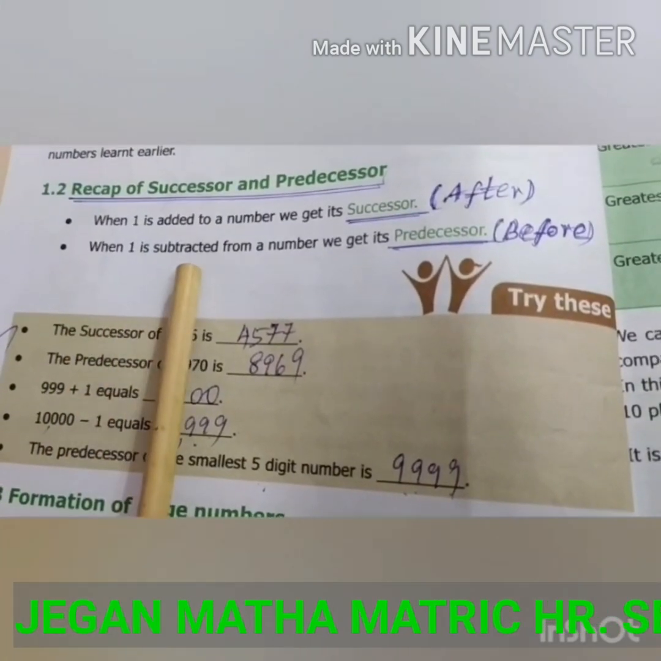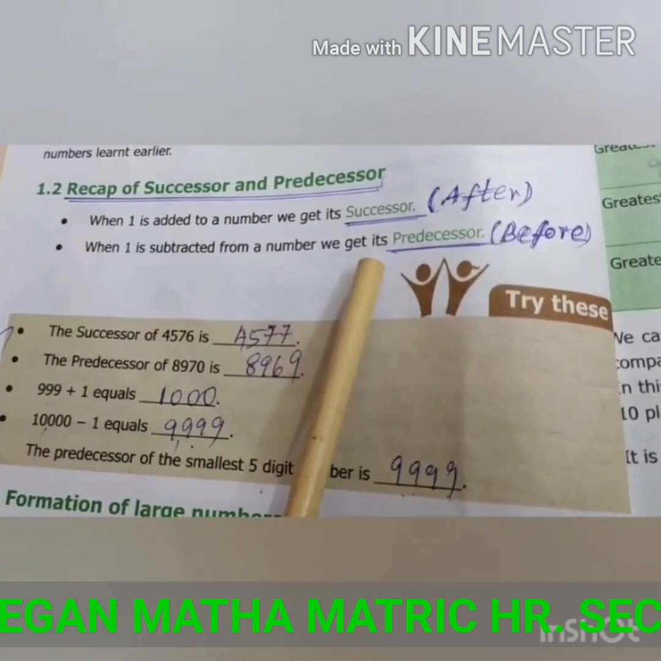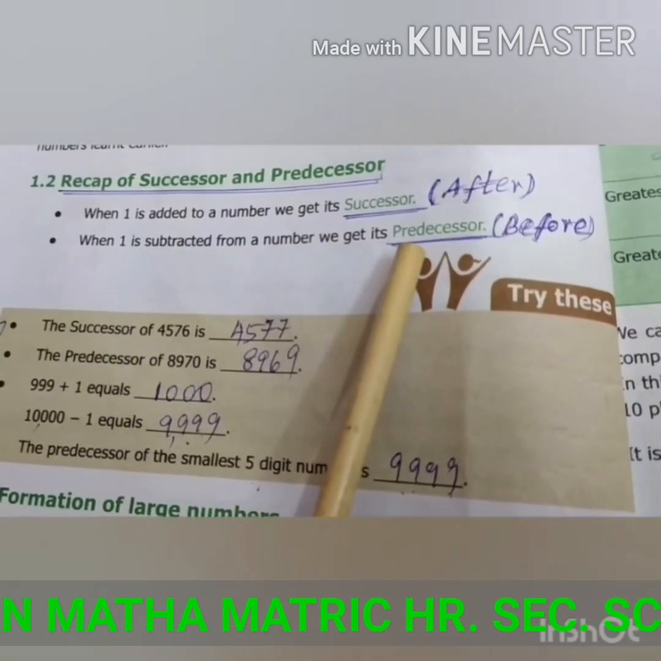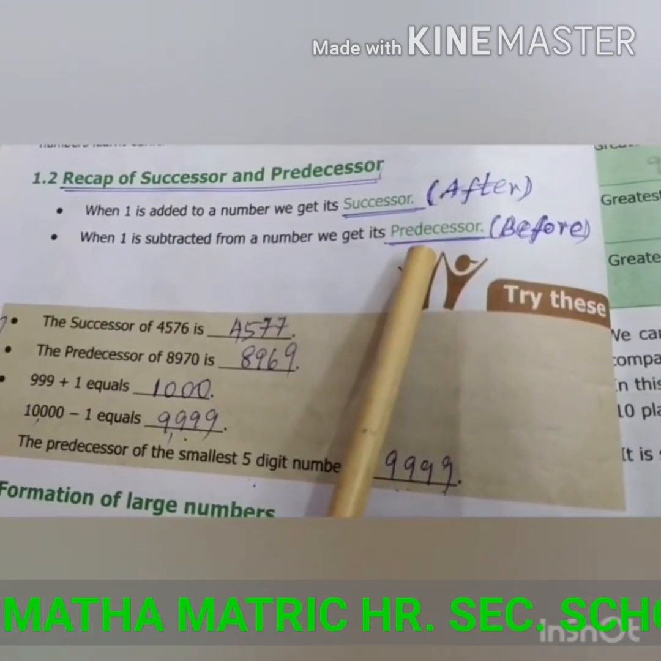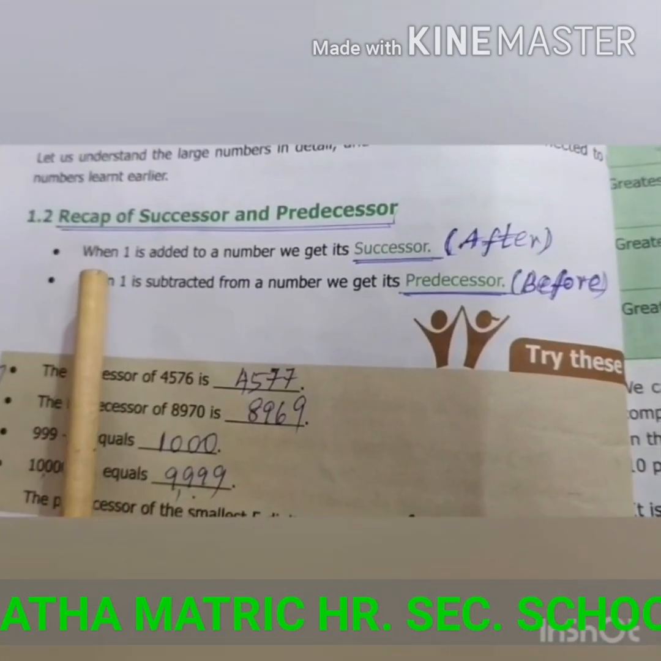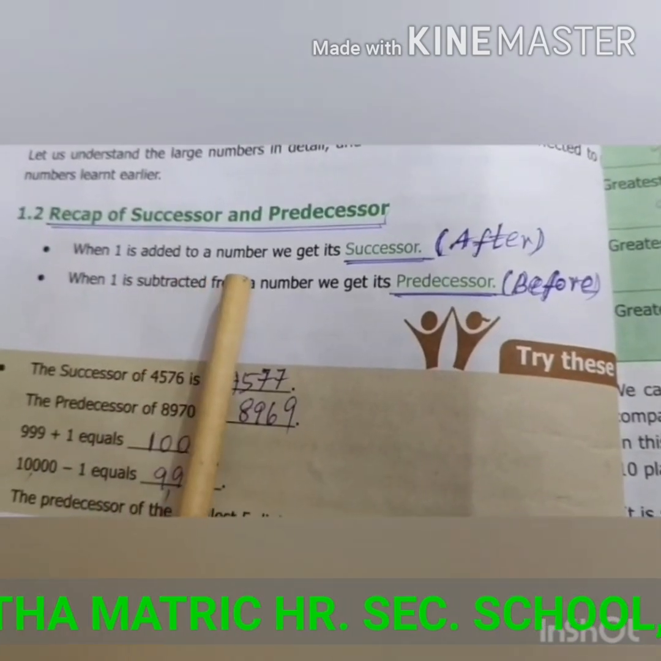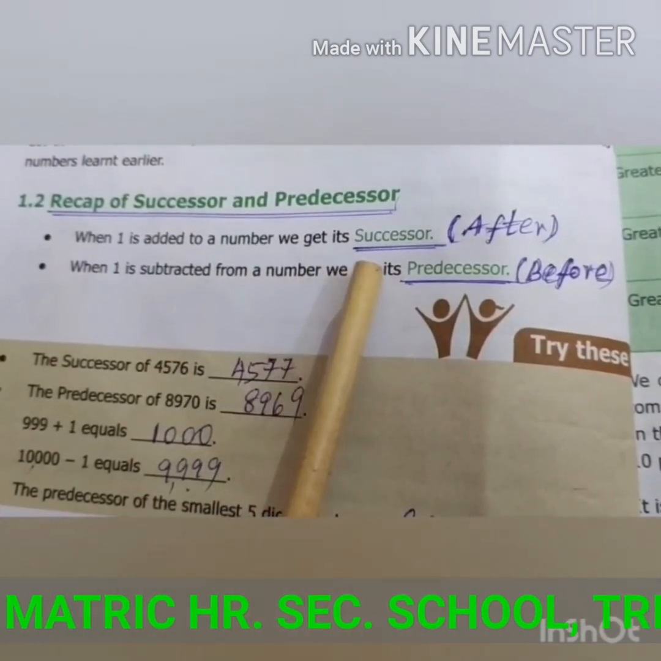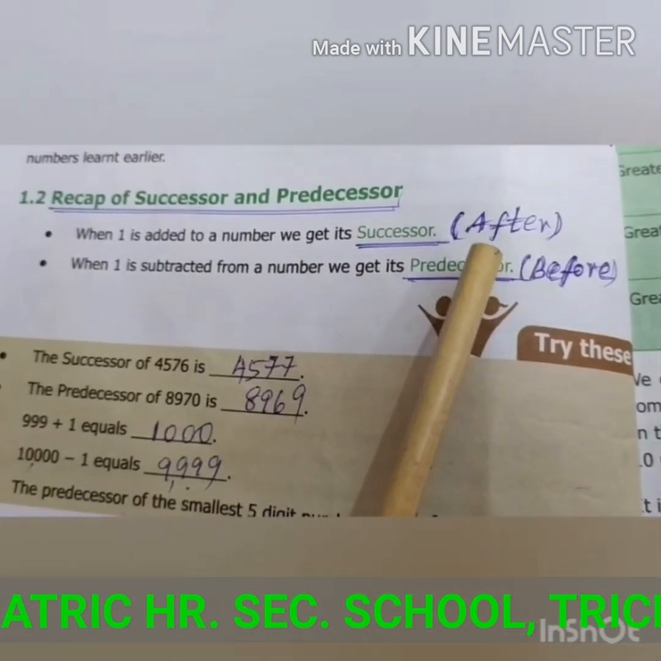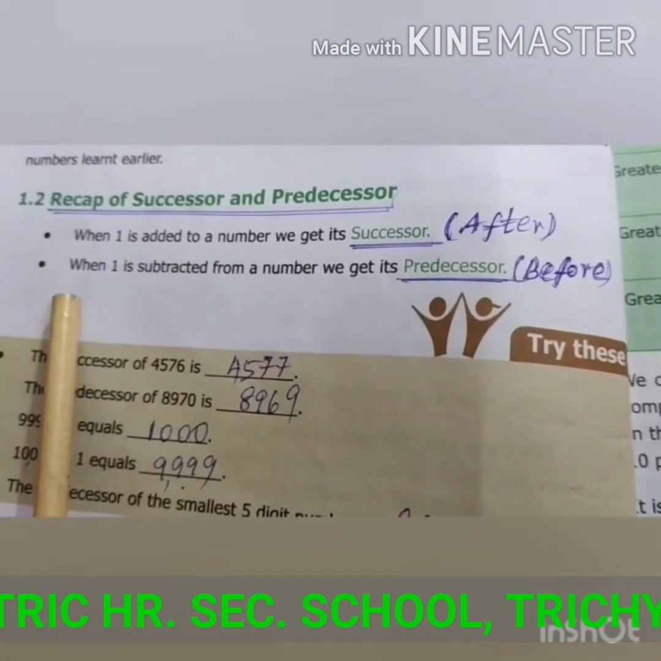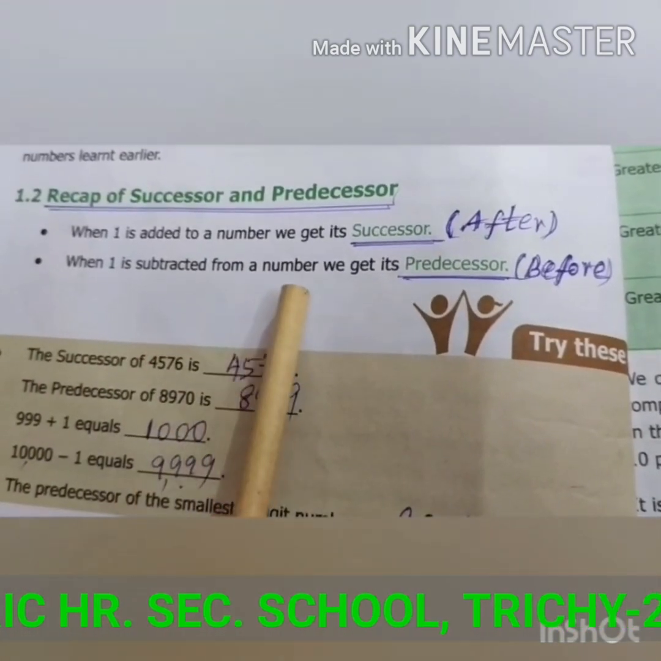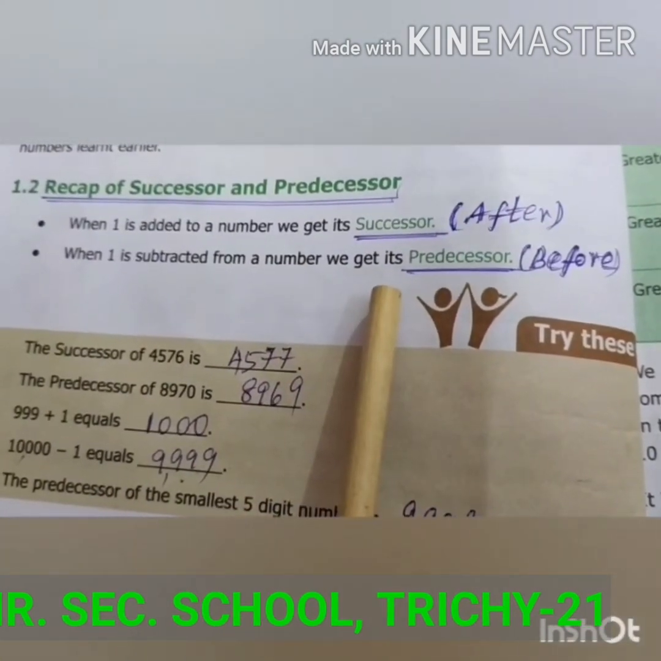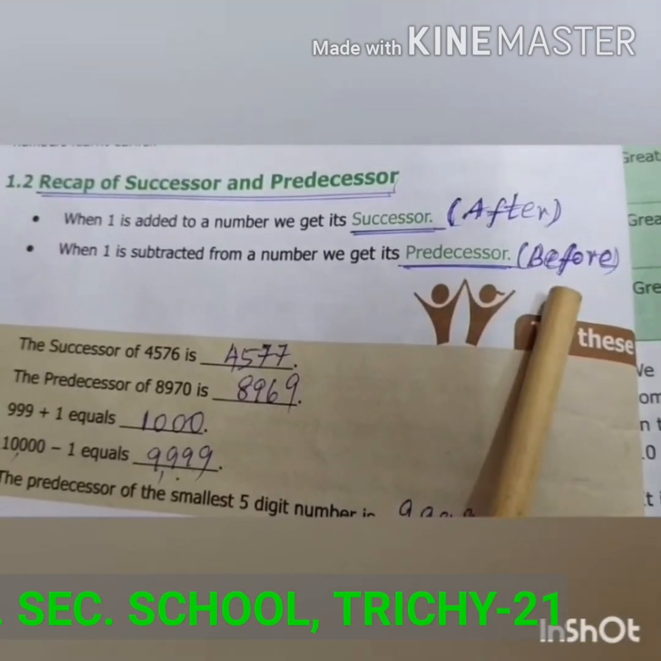See the next one. When 1 is subtracted from a number, we get its predecessor. You have to subtract 1 from any number, you will get its predecessor. That is before number. I am telling again. When 1 is added to a number, we get its successor. That is after number, next number. Next one, when 1 is subtracted from a number, we get its predecessor. Predecessor means before number.